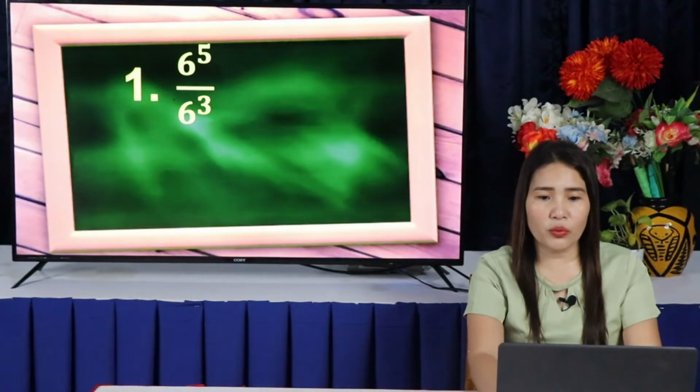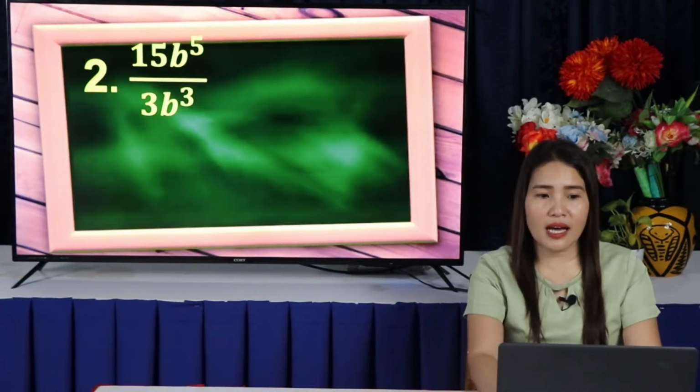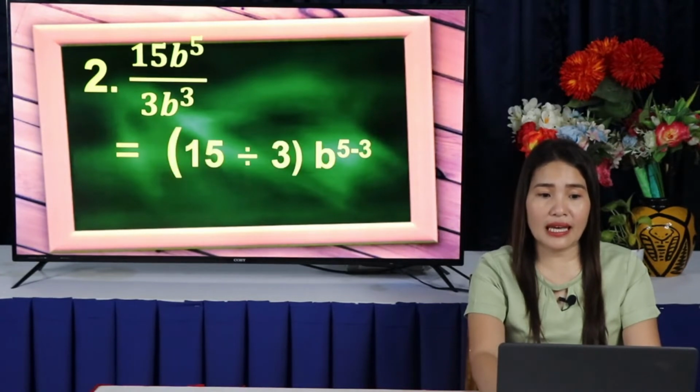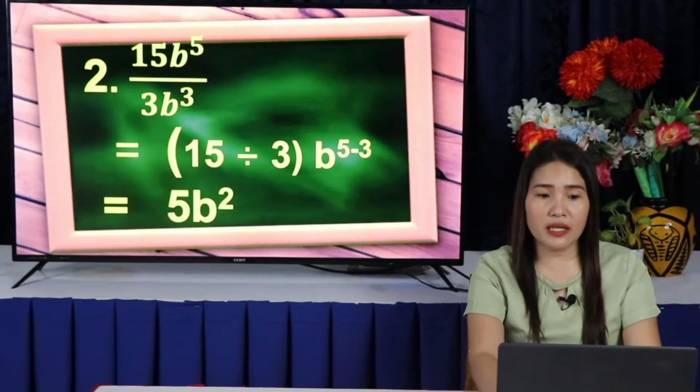Say we have example number 1. 6 raised to 5 divided by 6 raised to 3. Since the bases are the same, you can subtract the exponents. So you will have 6 raised to 2 or 36. Example number 2. 15 times b raised to 5 divided by 3 times b raised to 3. Divide 15 and 3, then subtract the exponents of the base b. This will give you 5 times b raised to 2 or 5b squared.